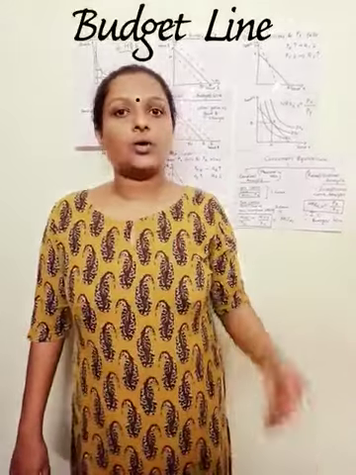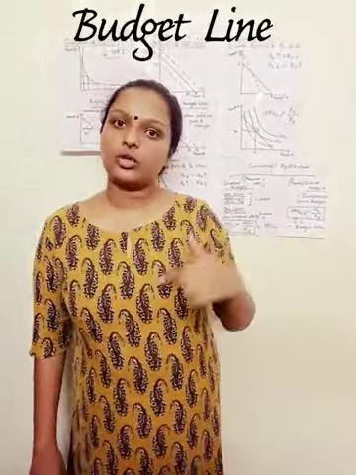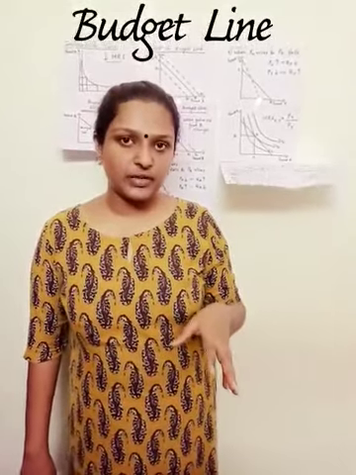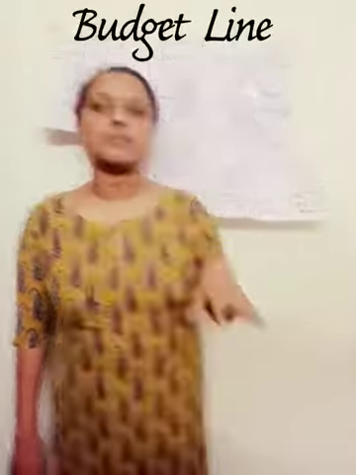So now we have to move on to the second tool, that is the budget line. We have looked through what an indifference curve is. That was the first tool we needed for consumer's equilibrium, and now we are moving on to the second tool, that is the budget line.